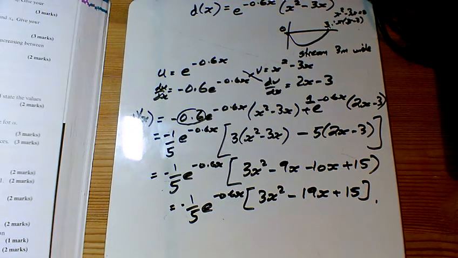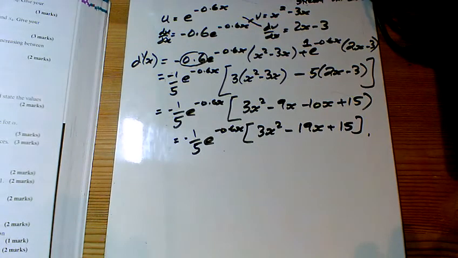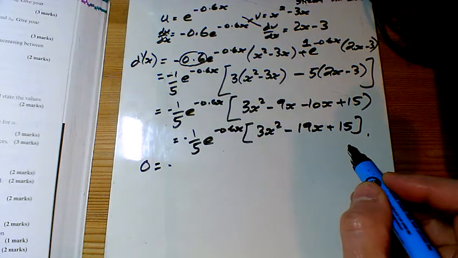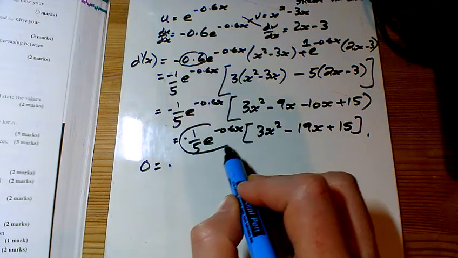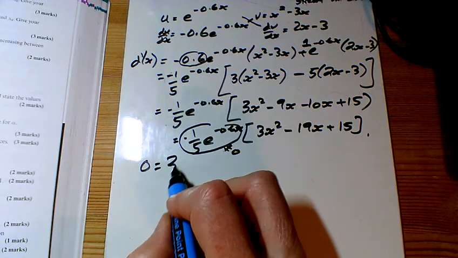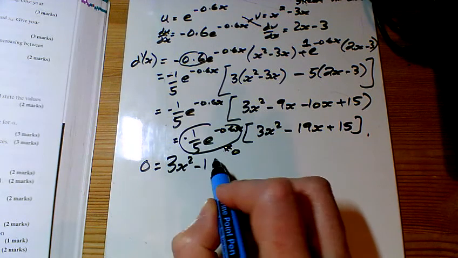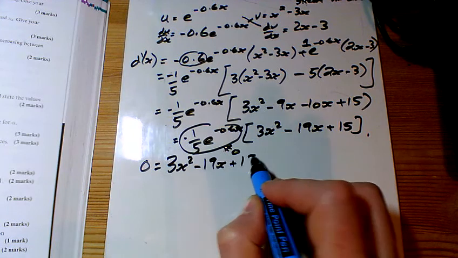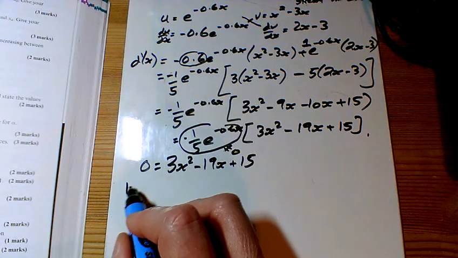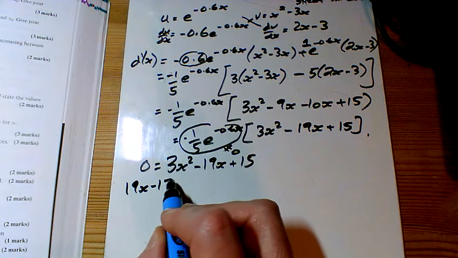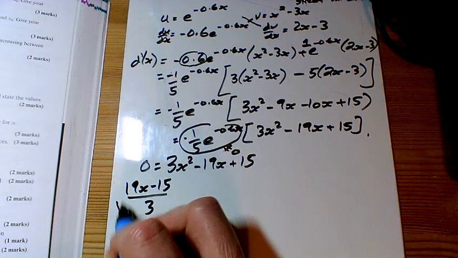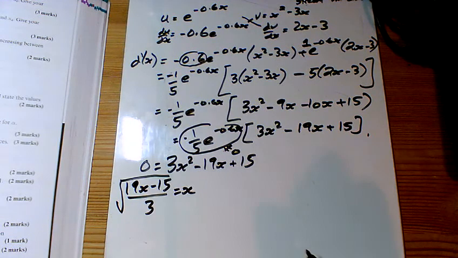Right, part C. Oh, I've got to do it 3 times again. Part C, when does this equal 0? So 0 equals all of that. Now, look, clearly this can never equal 0. E to the x never touches 0. So all we need to do is try and find out when this quadratic can equal 0. One way of doing that is by adding the 19x and taking away the 15 and dividing by the 3 and then square root. And so there's the first one.